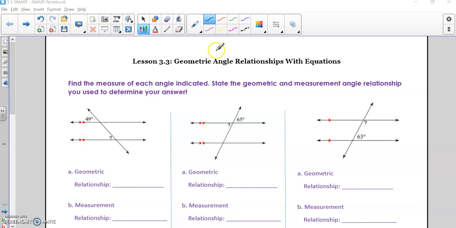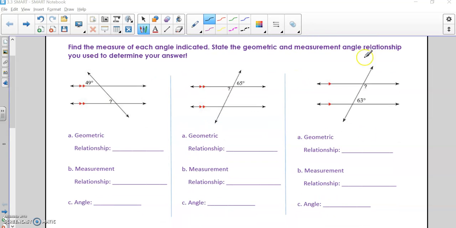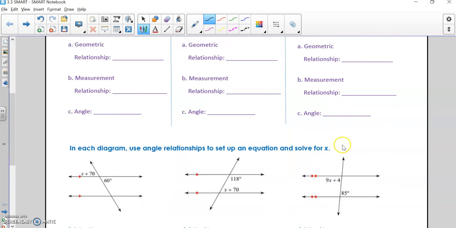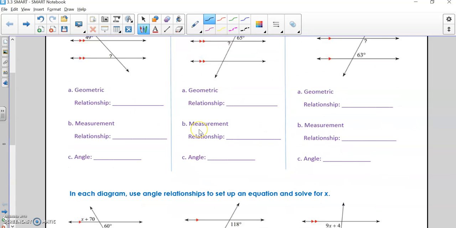We are continuing with our geometric angle relationships, but this time we're going to start to involve some equations. So for starters, let's do a couple of problems that are just to find some missing angles using geometric relationships, and then from there we will upgrade to x's.